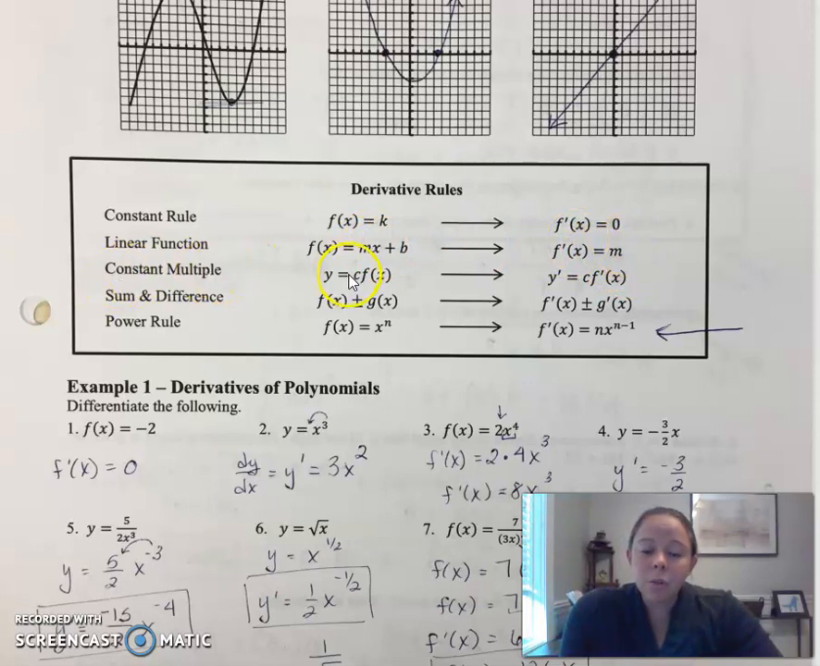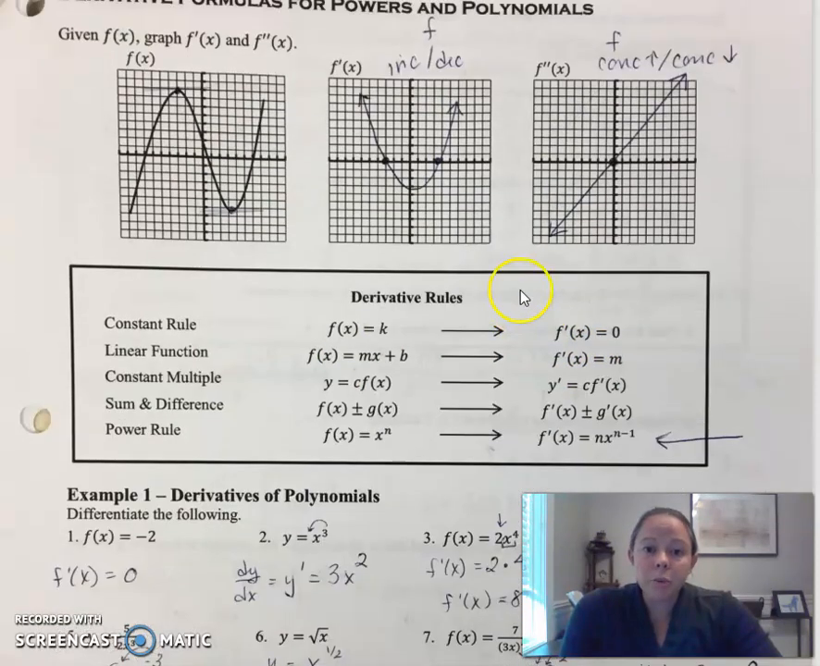A constant multiple, so this is saying if you have a scalar, it does not affect the derivative of your function. You just multiply the same scalar to the derivative. When you add and subtract functions, you do the derivative of each one. And then lastly, here's the big one, the power rule. So f of x equals x to the n. To do this derivative, you're going to pull the exponent down in front and then subtract 1 from the exponent.